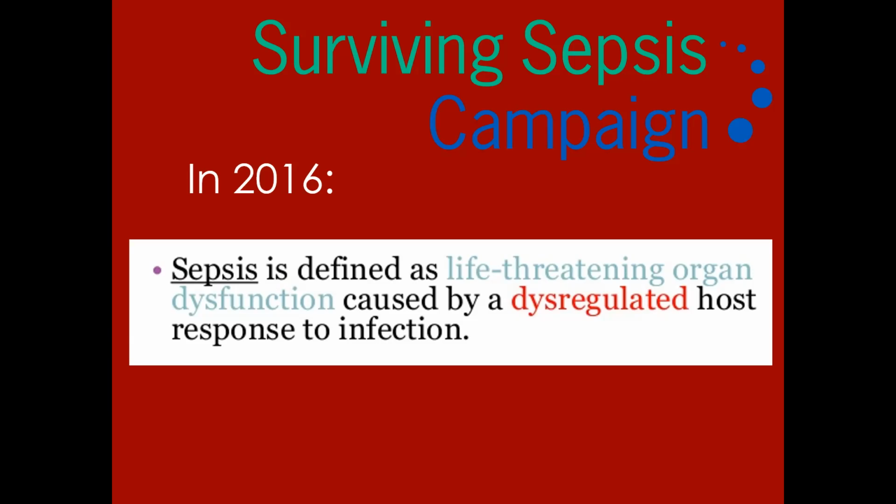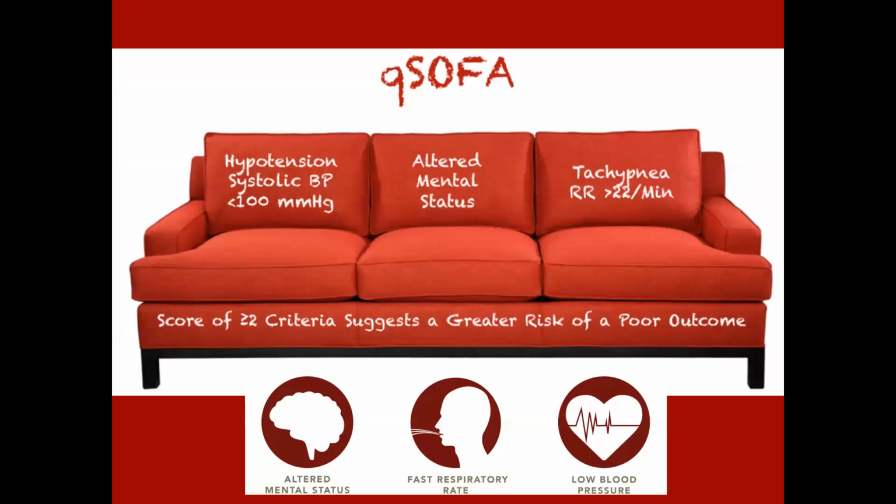Now, the problem with a lot of these criteria and guidelines is that while this was a really good definition, a lot of the things that came out of this Surviving Sepsis campaign were not as helpful. And that is the qSOFA criteria, which is what is currently being used now. The q stands for quick, and the qSOFA criteria had 3 in particular: hypotension, altered mental status, or tachypnea. Now notice that all of these are signs of big deal organ dysfunction. And you have to have 2 or more of them to have a poor outcome.